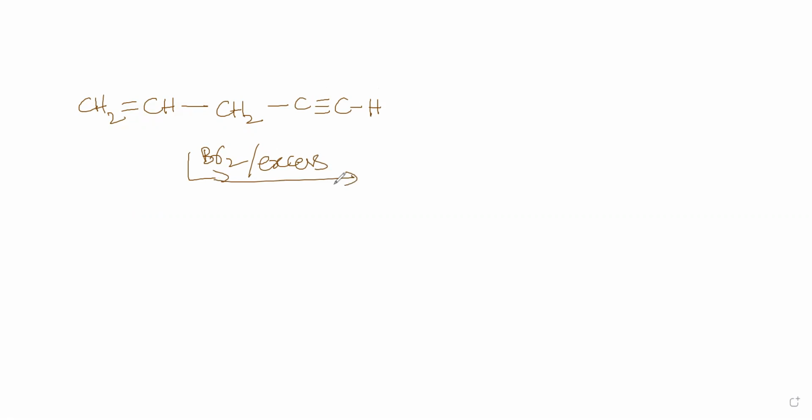CH2 double bond CH single bond CH2 C triple bond CH. This is there. So the first one is Br2 excess. Excess refers to a sufficient amount of bromine being there.